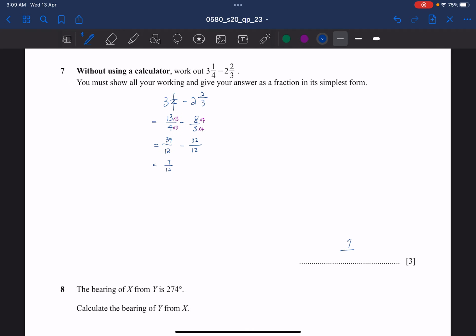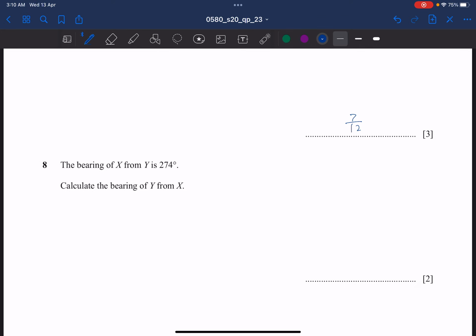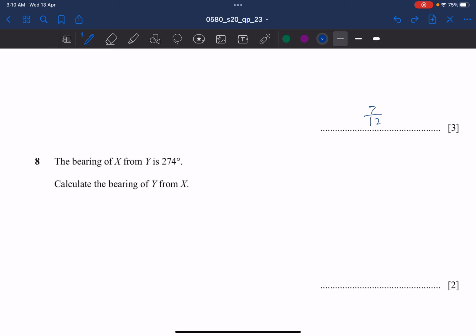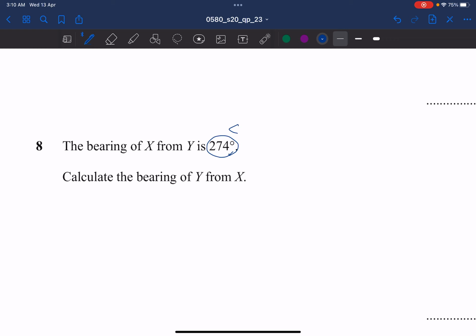Okay, so this is 7 over 12. The bearing of x from y is 274. Calculate the bearing of y from x. To be precise, when this number is less than 180, the answer is this one plus 180. But in this case, this number is greater than 180, so you use this number minus 180 degrees, and then you will get the answer. So the answer for this question is 274 minus 180 degrees, which is 94 degrees.